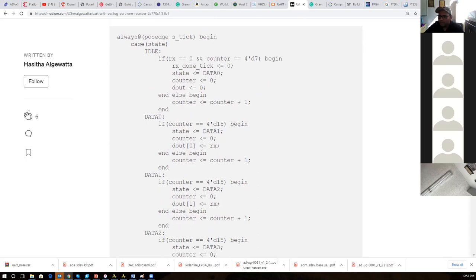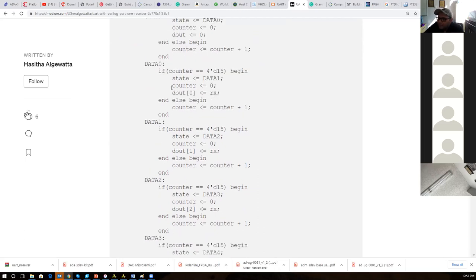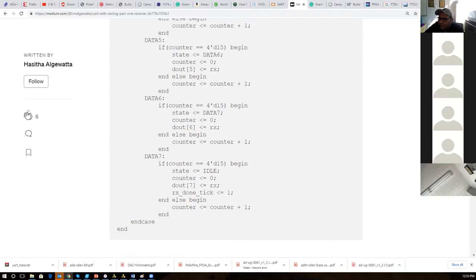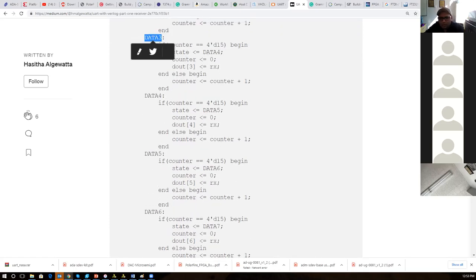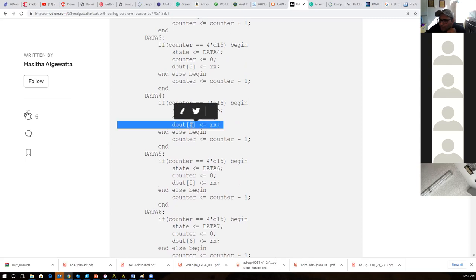I can tell you something. Have you noticed the data 0, data 1, data 2, data 3, data 4, data 5, data 6, data 7? Have you noticed something? All of them together are identical. The only thing that is different is what? The index of the data out is different. Everybody agree with me?